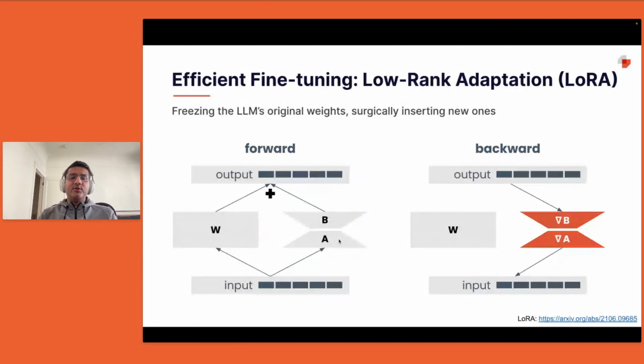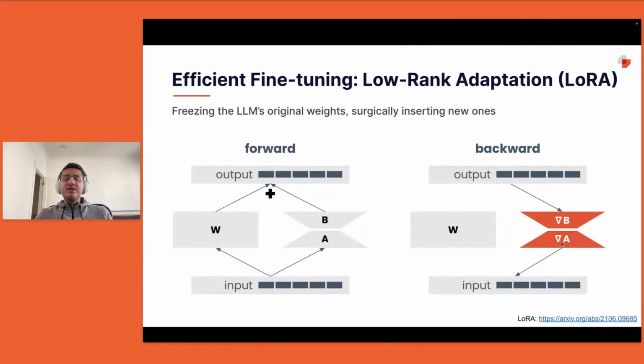towards your task. During the forward pass, your input is passed to both the base model weights as well as the LoRA weights, and then summed together before passing it forward. And during the backward pass, you only update the weights of the LoRA layers. So it's a lot more resource efficient than updating the weights of the entire model.